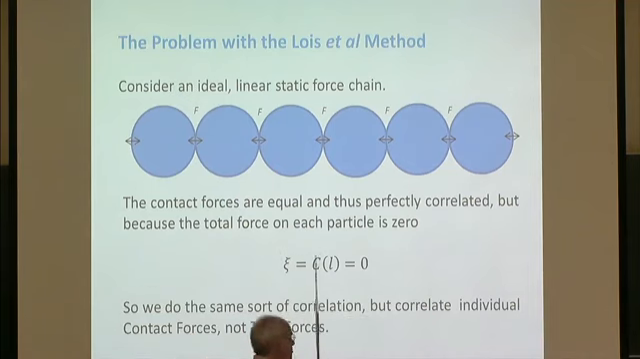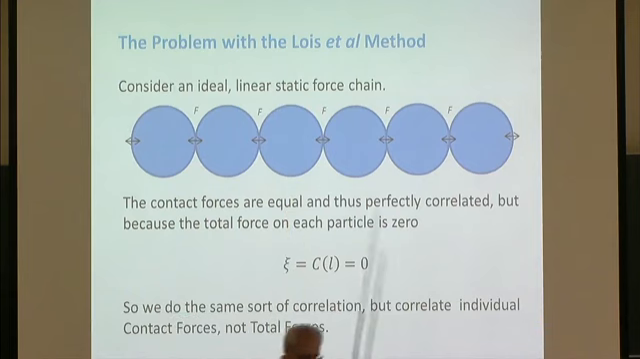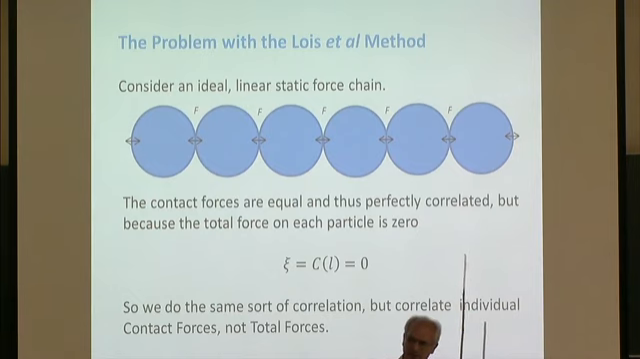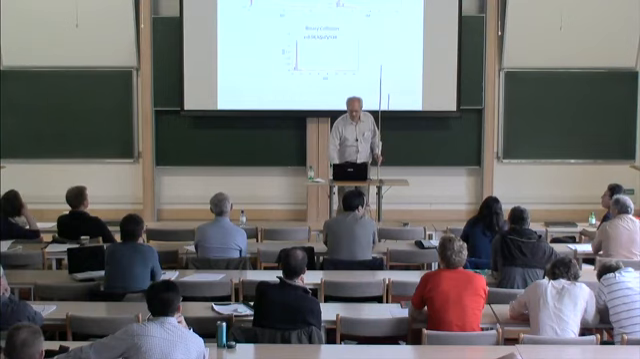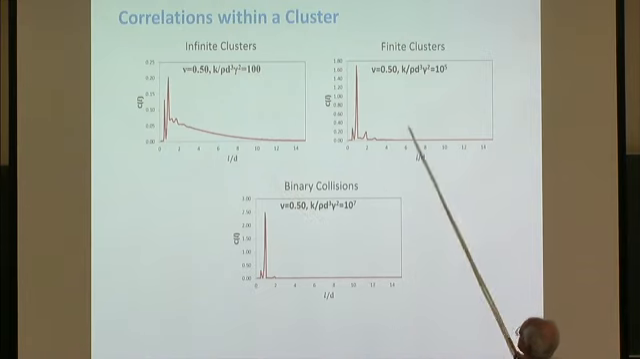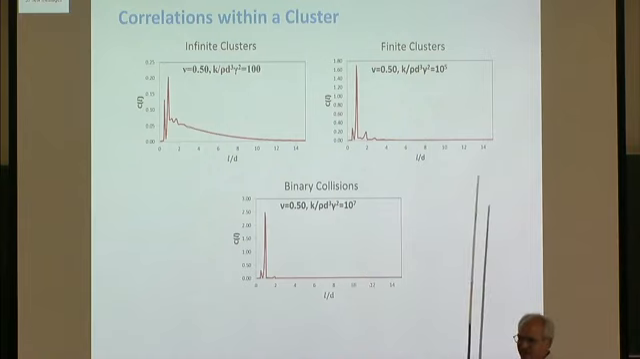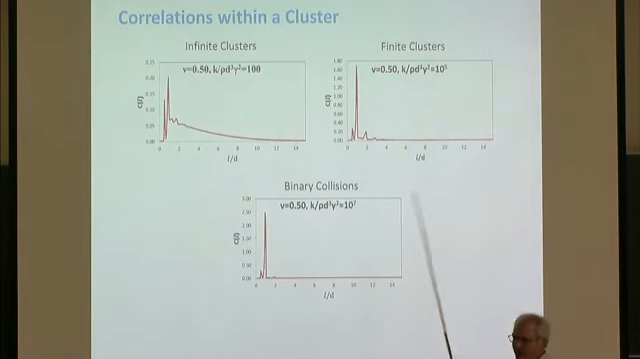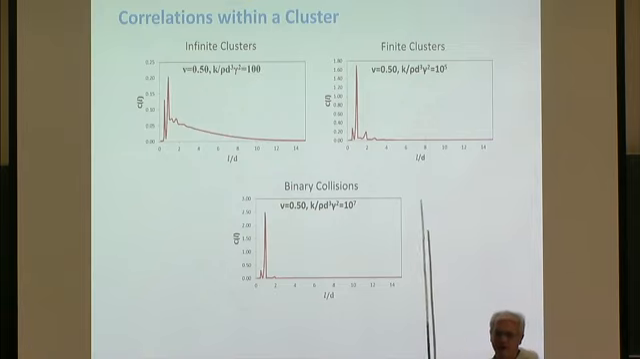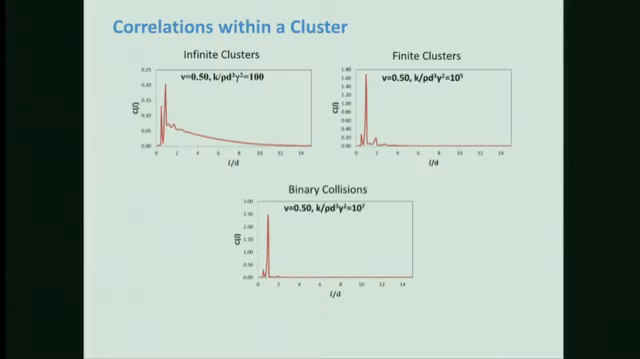So the solution is to do basically the same thing, except you correlate the forces on the contacts. And that's more or less what I did. The nice thing here is I have the mechanism for detecting clusters, so I can follow the path only within a given cluster. Here are some pictures of the correlations within clusters. Here are some infinite clusters, finite clusters, and binary collisions. It's a little funny to call it a cluster here. This is a case dominated by binary collisions, but to have any correlation, there have to be actually 3 particles in contact in the small times when that occurs.